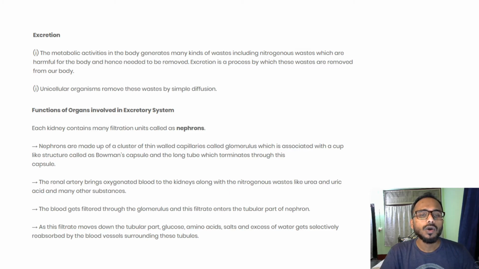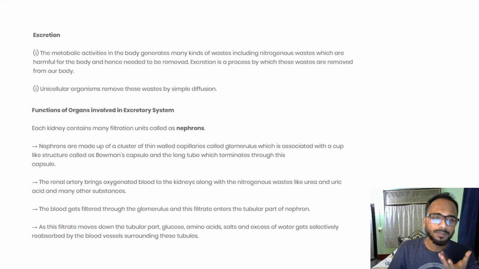We have two kidneys. This kidney is like a filter. It is a filtration unit, and it has many filtration units called nephrons. Nephrons are made up of a cluster of thin-walled capillaries called glomerulus, which is associated with a cup-like structure called the Bowman's capsule. Bowman's capsule. That means what?